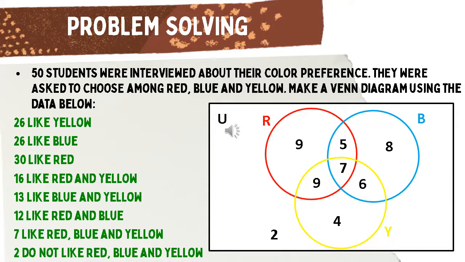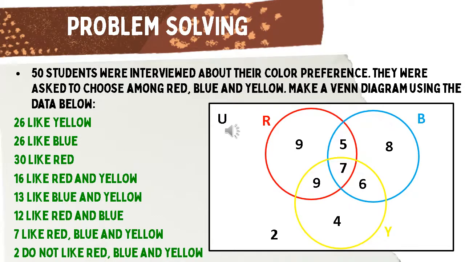Now, next naman is yung 30 na gusto yung blue and yellow. Okay, meron na tayo, given na yung 7. So minus lang natin yung 13 sa 7, it is equal to 6. Same with red and yellow. 16 naman dito, given na yung 7. So, 16 minus 7 is equal to 9.